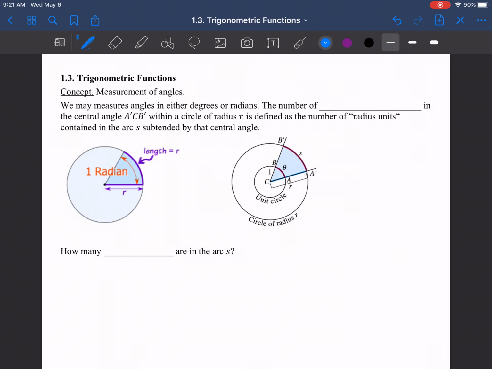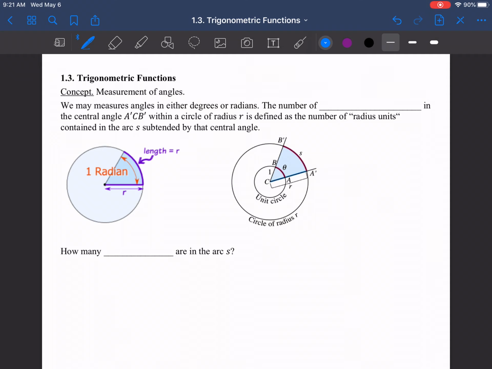All right, so let's get started here on 1.3. And so what we're going to start with is talking about how we measure angles. Again, should be stuff you are familiar with, but quick review of it. The main thing we want to measure with is radians rather than degrees. We can do it in degrees or radians, but radians have a lot of advantage over degrees.